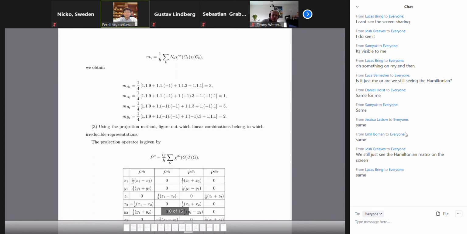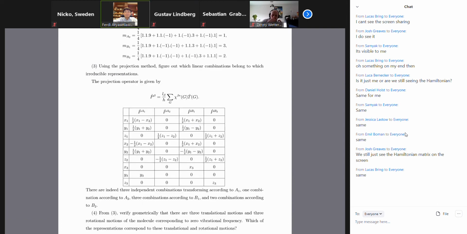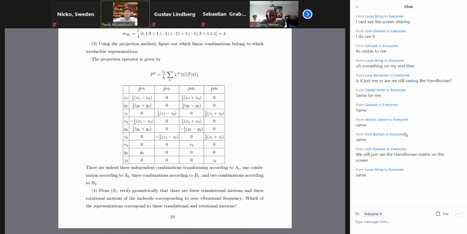Okay, so now the next question is, we are supposed to use the projection operator method to find out which linear combinations belong to which irreducible representations. So we just apply the projection operator, this one here, onto each of the basis functions. These are our basis functions here, 9 basis functions.